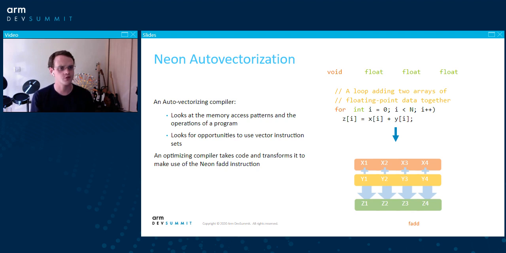In the example code on this slide, we have a loop using floating point data types and adding two arrays together. An optimizing compiler can take this code and turn it into something which makes use of the Neon add instruction that we introduced on the previous slide.